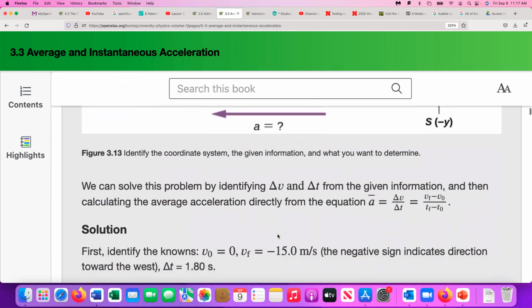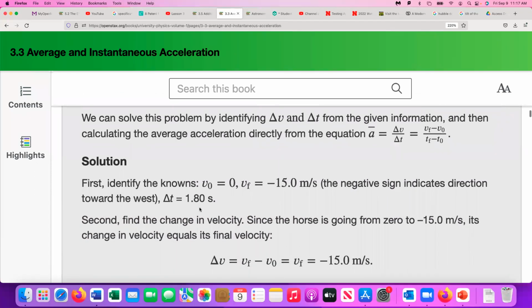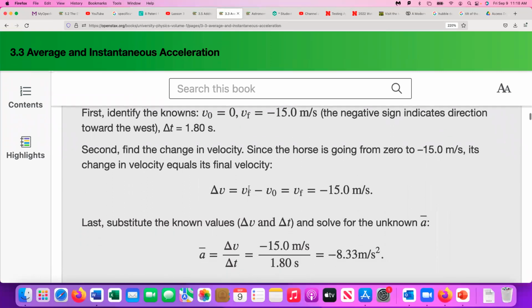Well, the average acceleration is going to be the difference in velocities, final minus initial, divided by time. They give us a time of 1.8 seconds, so this becomes a fairly simple calculation. Final velocity is our negative 15 meters per second, initial is 0, so negative 15 minus 0 equals negative 15. Divide that by the time of 1.8, and we get a negative 8.33 meters per second squared acceleration.